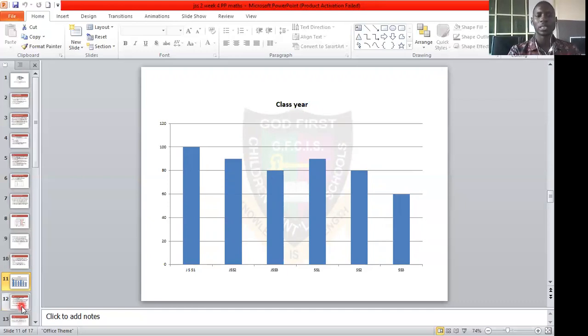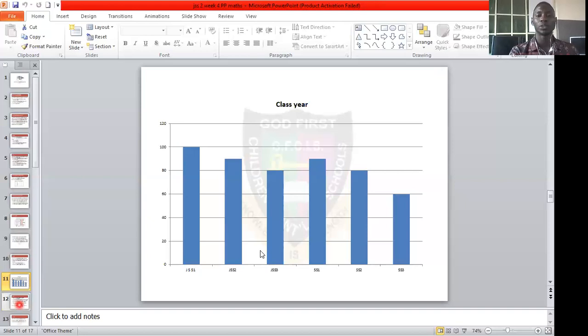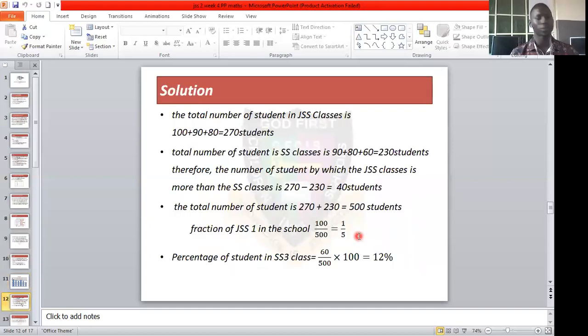You can see the total number of students is 270 plus 230, which is 500 students. So the fraction of JSS1 in the school is 100 over 500, which will give you 1 over 5.